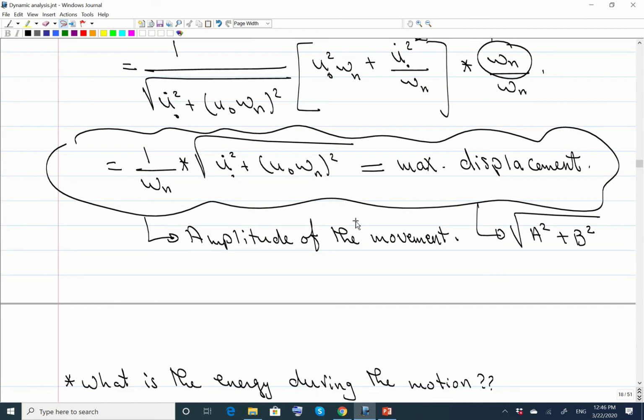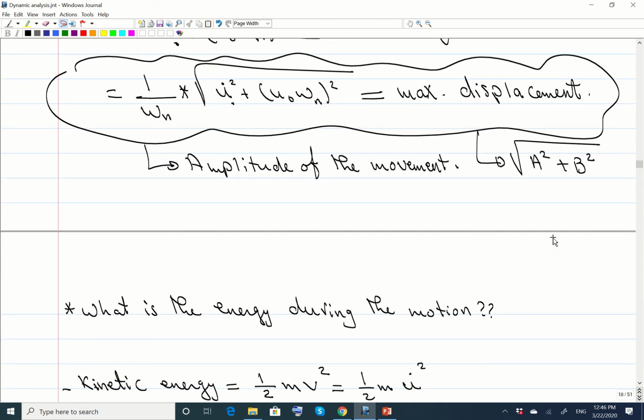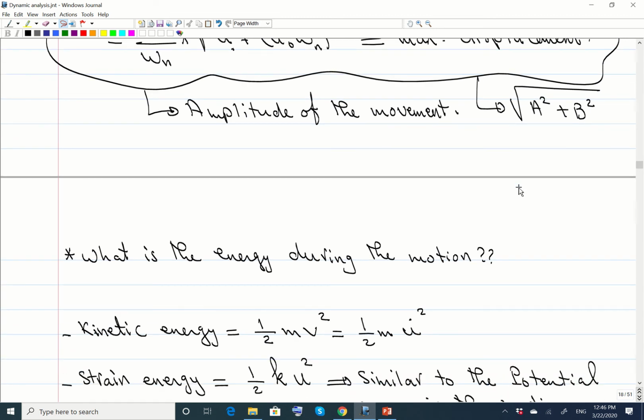So now if you look at those two terms, actually it's the square root of a squared plus b squared. It's the square root of the squares of the two constants. That's the maximum, or the amplitude, of the displacement.